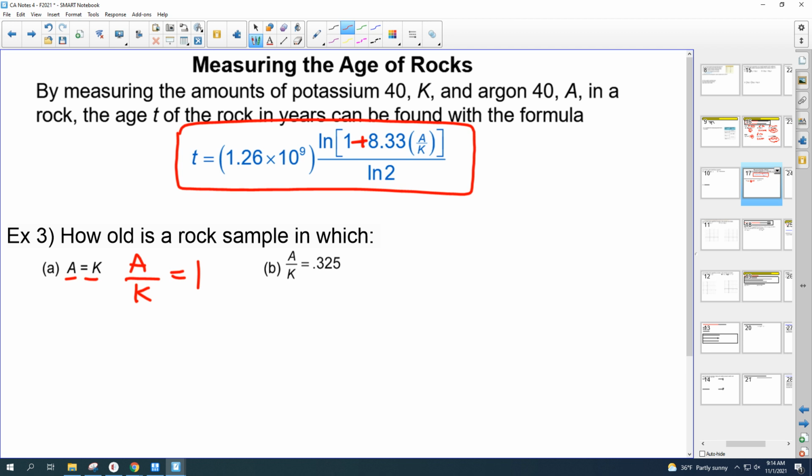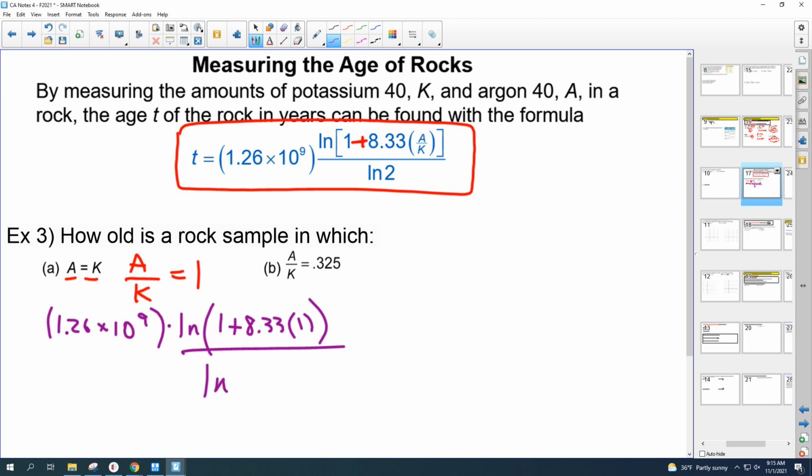It's kind of a trick question almost. A equals K, I don't know what A is, I don't know what K is, but I don't need to. If you have A over K plugged into that equation, whatever their values, it's going to equal 1. So then all we need to do is kind of a big calculator question. We've got 1.26 times 10 to the 9th power times natural log of 1 plus 8.33 times 1 divided by natural log of 2.